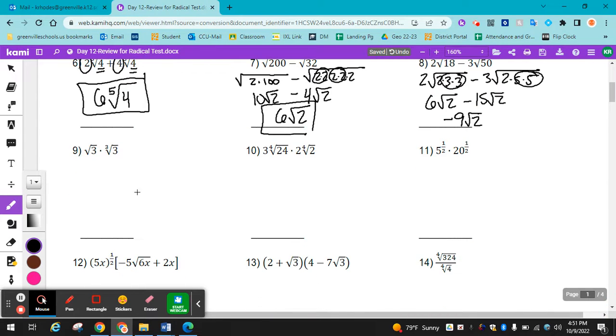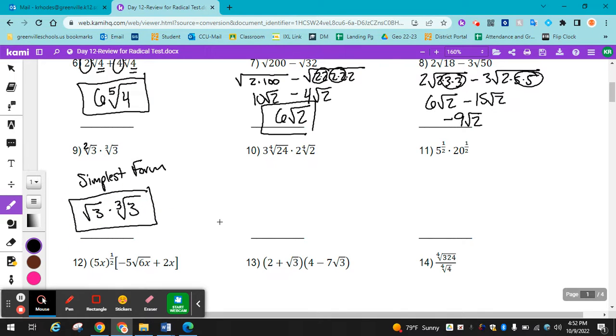Some people wrote this in exponential form with a compound like 3 to the 1/2, 3 to the 1/3, and then combined like terms. I just want you to know in this one that you can't multiply these together since this has an index of 2 and that has an index of 3. That is the simplest form. So your answer is the same thing.